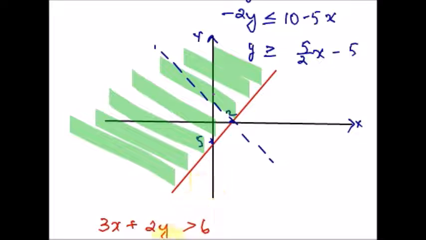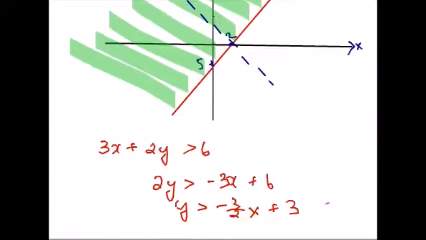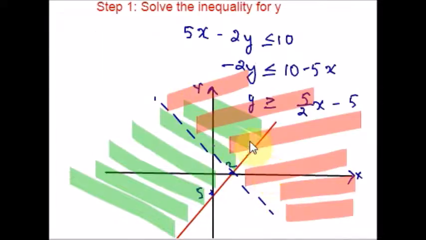Now we have to shade the region that satisfies the second inequality. Please notice that the inequality states that y must be greater than or equal to negative 3 over 2x plus 3. Am I right? Okay. So the region to be shaded will be above the boundary line. Greater than symbol, so above the boundary line. Can you follow so far? This region is the second one.